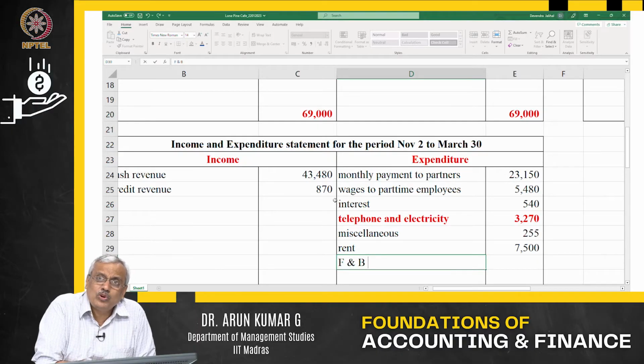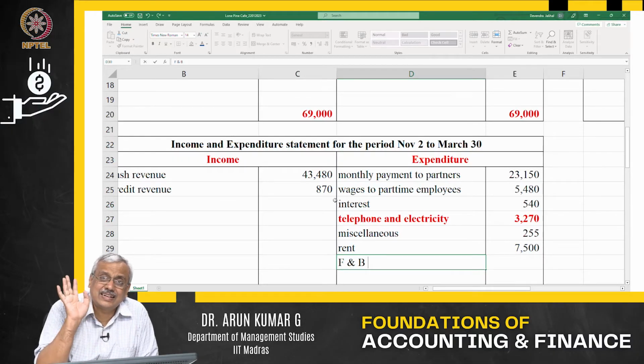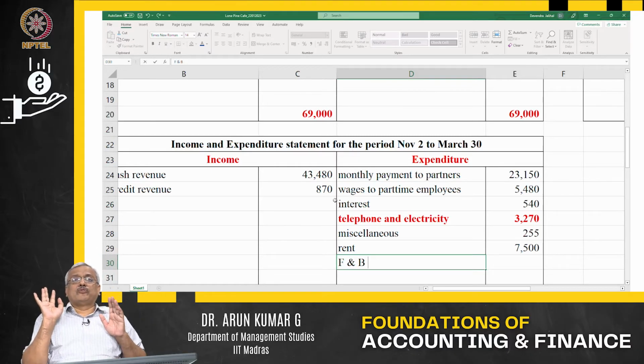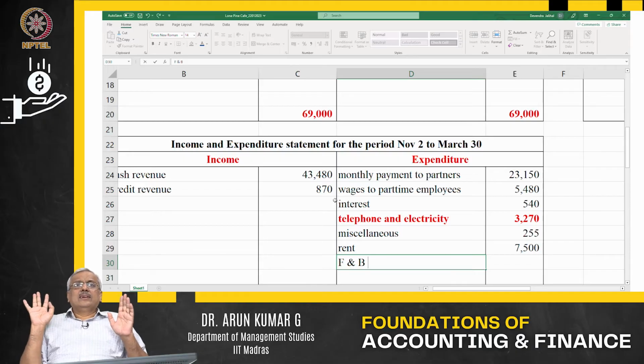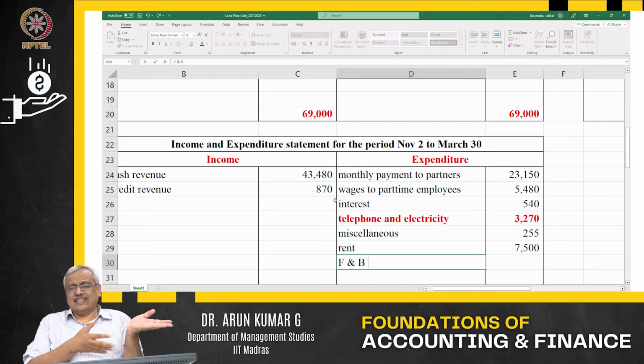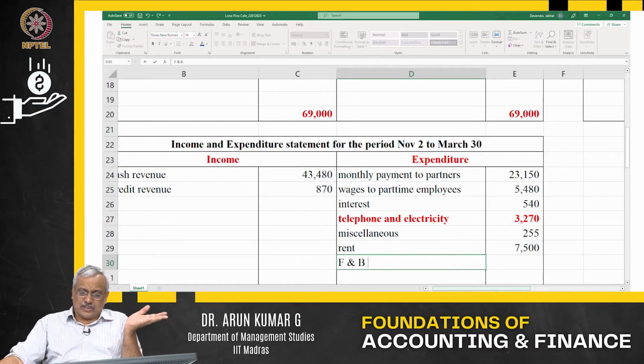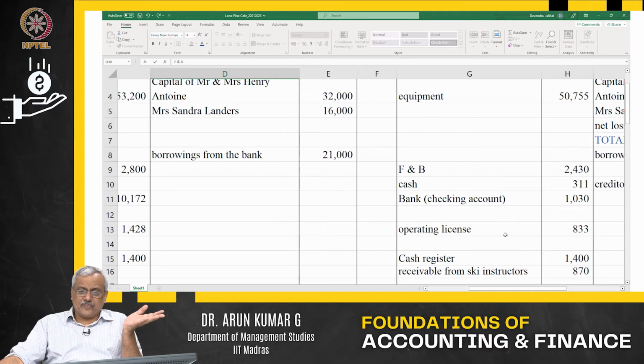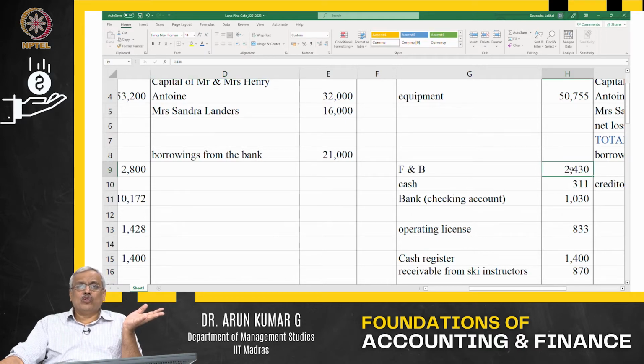But what we have to be worried about is the food and beverage consumed, because what is not consumed is still an asset, not an expenditure. You bought 10,116 worth of food and beverage, agreed. But what is consumed is an expenditure. What is not consumed is obviously sitting as an asset for you in the balance sheet. In this case, about $2,430 worth of food and beverage is sitting as an asset in the balance sheet.